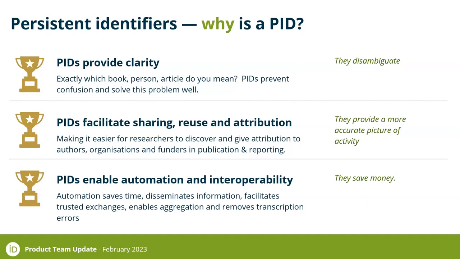So it provides a more accurate picture of the activity, and PIDs enable automation and interoperability. Automation is something I believe everyone in the scholarly communication and research ecosystem wants. Automation saves time, disseminates information, and facilitates different trusted exchanges. So they save money, in short, and I will give more concrete examples in the following slides.